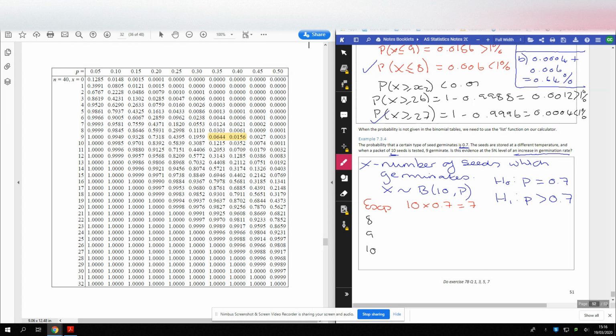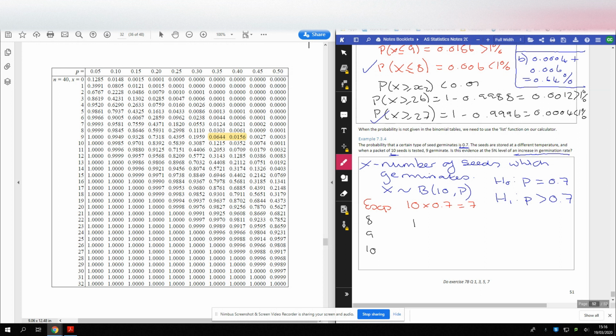It will then give me the option to enter n and p. So for n, we put in 10. For p, we're putting 0.7. And when you press equals, your screen will probably go blank for a minute while it comes up with the probabilities. Then basically it gives you the table that I've just been looking at on the left-hand side of the screen. It just kind of zooms in on these values.